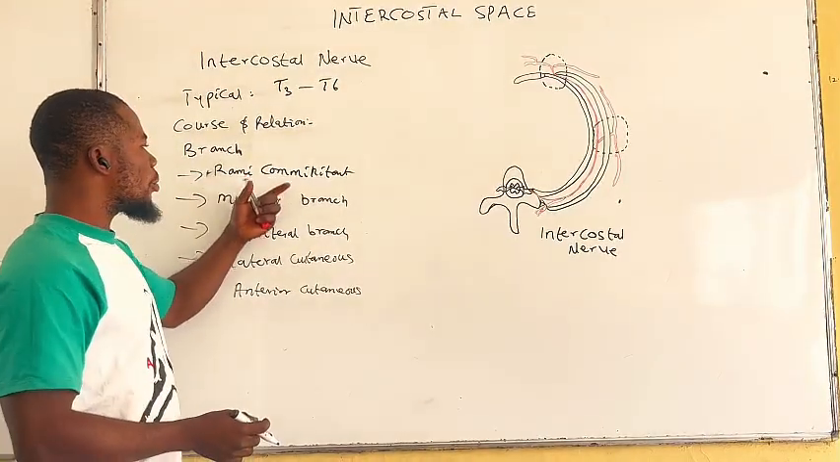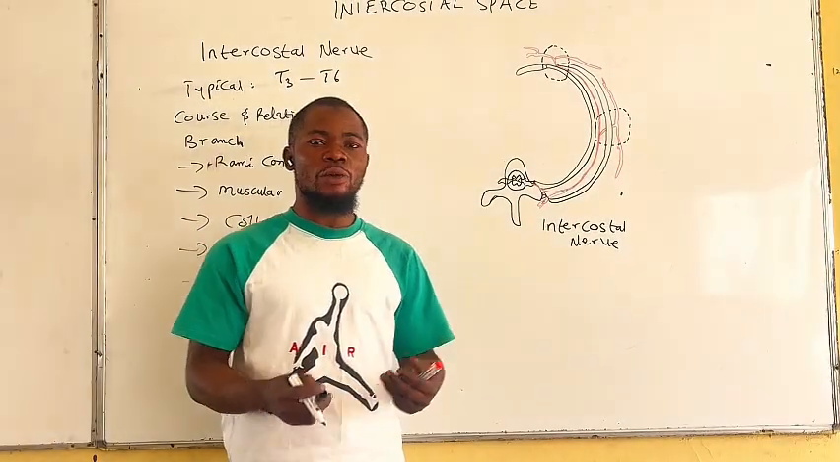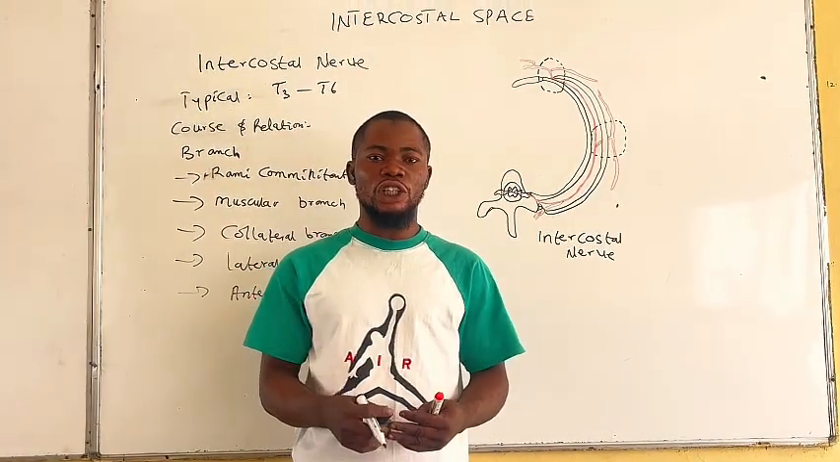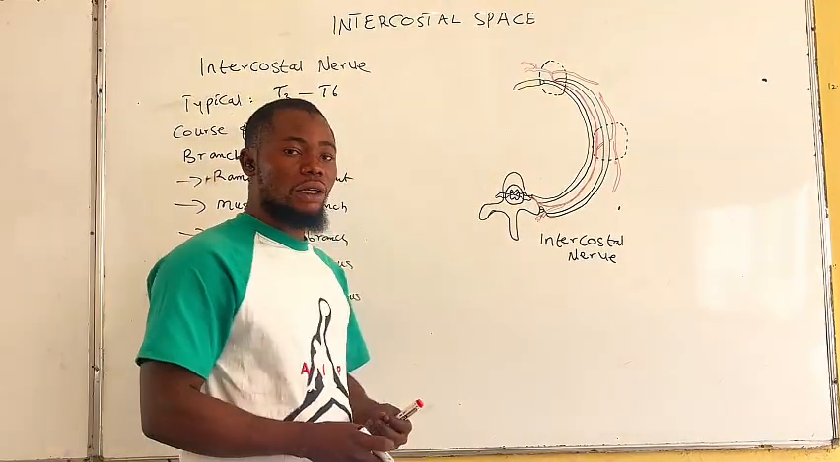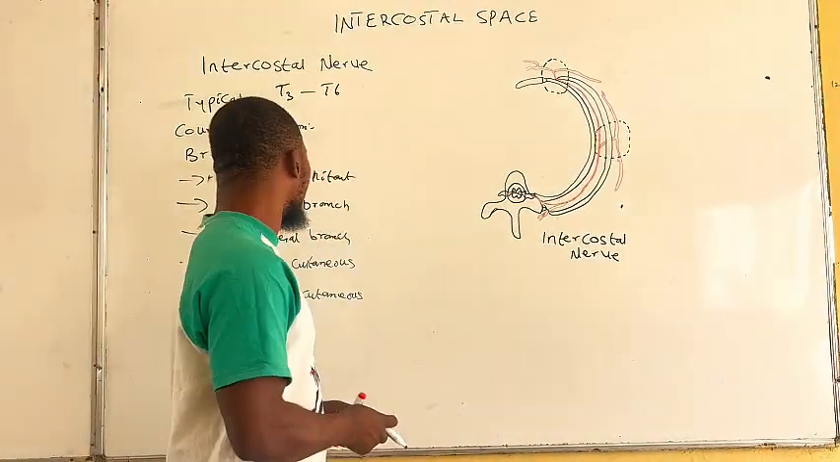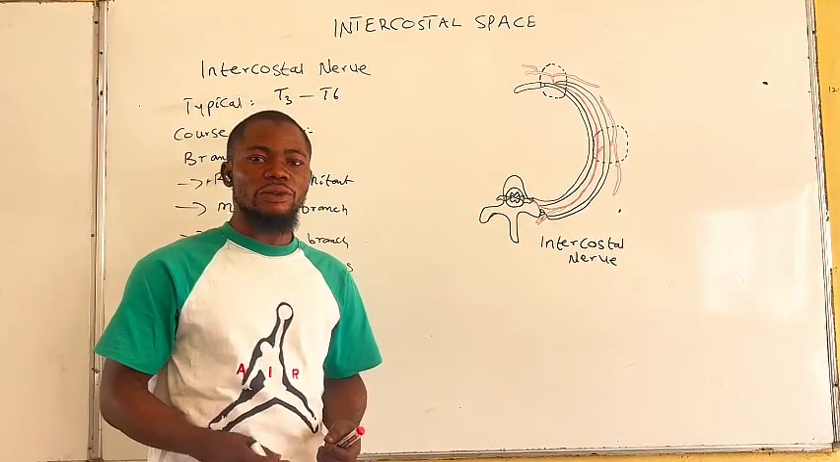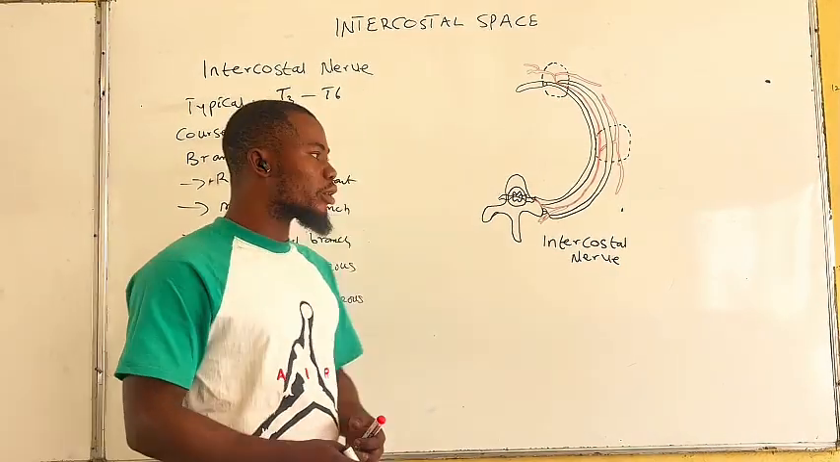There are rami communicantes. These rami communicantes are of two types: white rami communicantes and gray rami communicantes, and they serve as a means of communication between each spinal nerve and the sympathetic ganglion. The muscular branches are small branches which supply the muscles, such as the intercostal muscles.